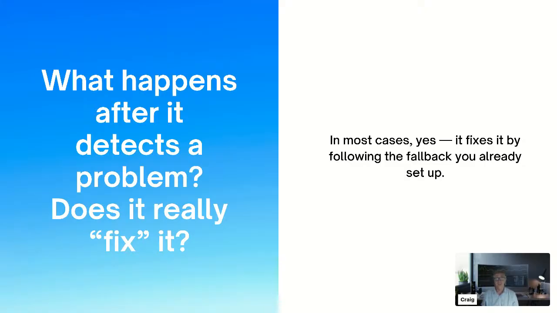So then, what happens after it detects a problem? Does it really fix the funnel? In most cases, yes, it fixes by following the guardrails and fallbacks that you have already established when you set up your workflow or your sales funnel. If a form breaks, your AI workflow redirects people to another landing page, or another form, or somewhere else where they can enter their details. If a page goes down, it switches the traffic to a backup chat page.